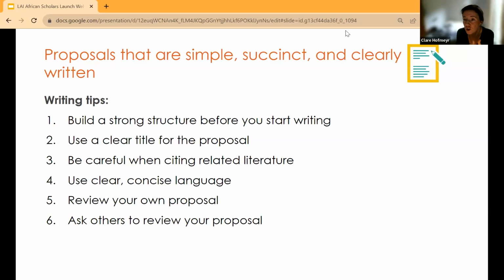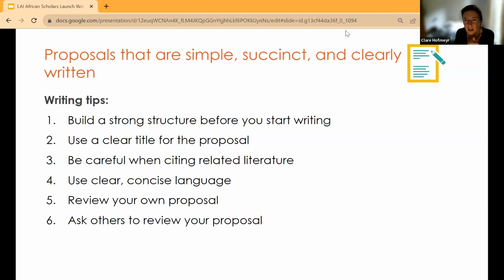So build a strong structure before you start writing. Our proposals do have outlined sections, so the structure is not entirely up to you, but within each section, you build a strong idea of how you'll make a case for that particular section. Use a clear title. Shorter is better, but that's not important. More important is just that it's clear what you're answering.